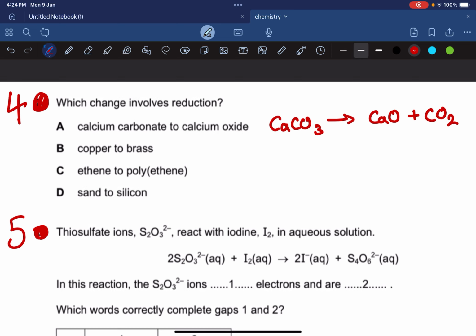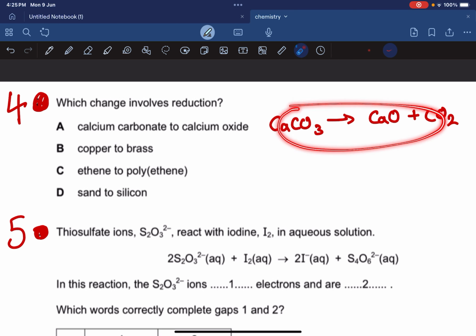What do you guys think? Is this reduction? I don't think so. The oxidation number of calcium is not decreasing. All the oxidation numbers stay in place. Nothing is being decreased, so this is not reduction. Copper to brass. What are we doing in making brass from copper? We are just adding zinc to copper, and we make brass. It's a mixture, so no reduction.